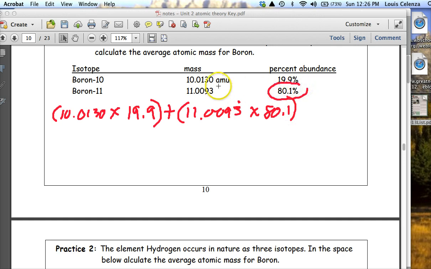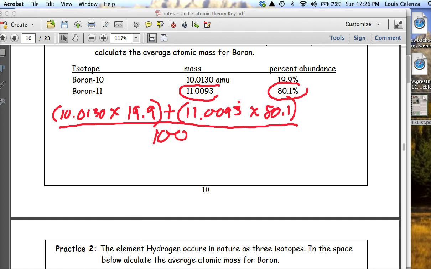Now notice that the vast majority of the isotopes have that mass. So when I do my calculation, I know my mass is going to come out closer to 11 than 10. If it doesn't, I just did something wrong. So then I multiply these two, and then I add both of them together, and then I divide that by 100.